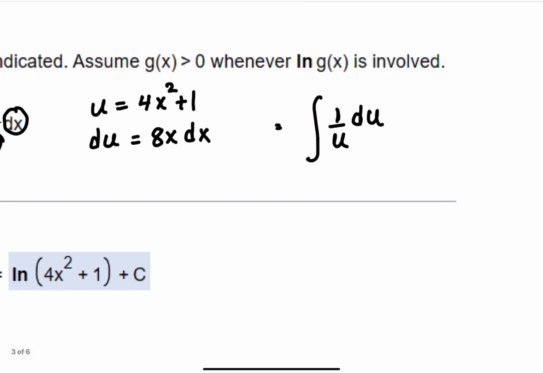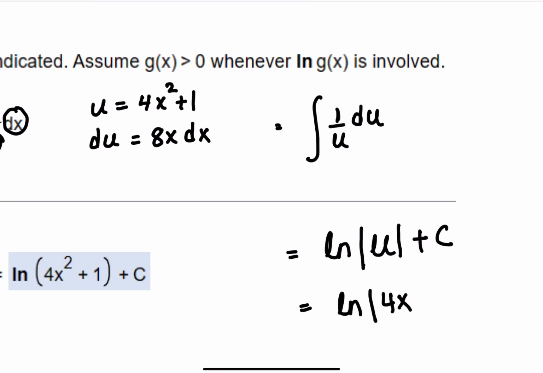And you know the integral of 1 over u du is ln absolute value of u plus c. And now bring back your u. What is your u? 4x squared plus 1, plus c. Your final answer.